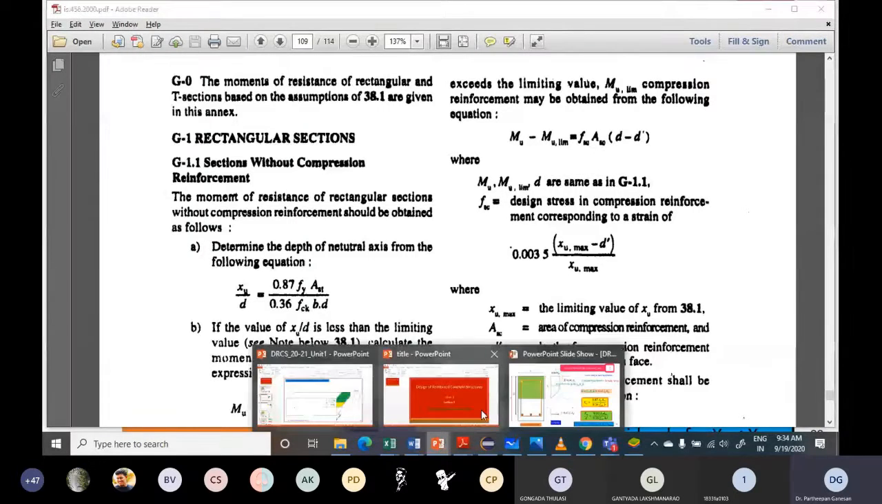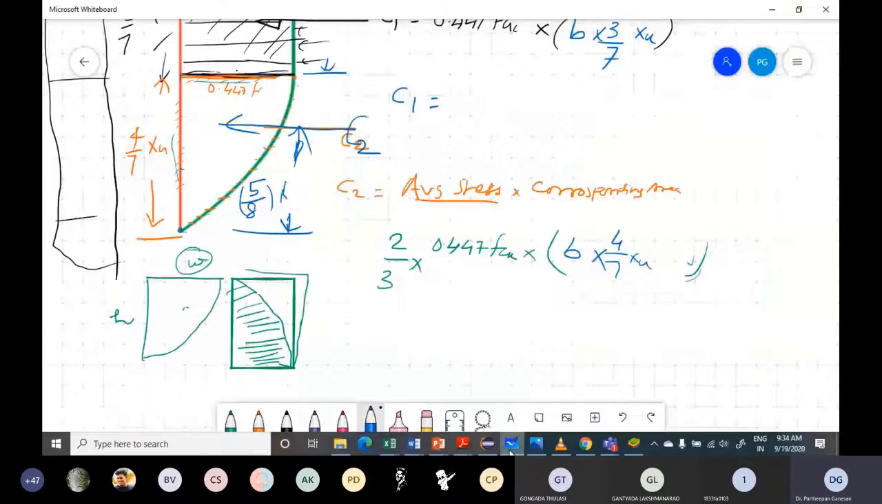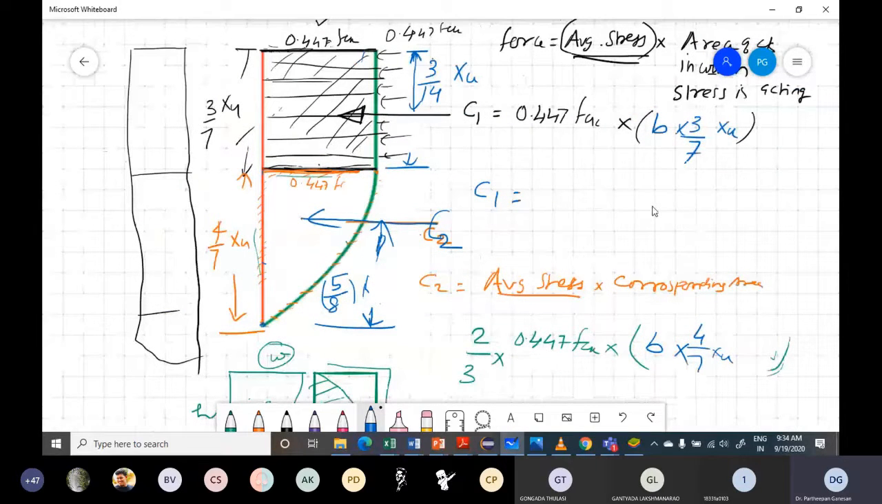Now going further, this is the second one. Actual depth of neutral axis XU is given by this formula. Remember, if somebody asks you what is this 0.36 FCK, what will you tell? XU into B, this is B, this is XU, is the cross section of concrete in the compression zone. What is this 0.36 FCK? Any idea? If somebody asks you, because many times in the interview it is asked, what is this 0.36?